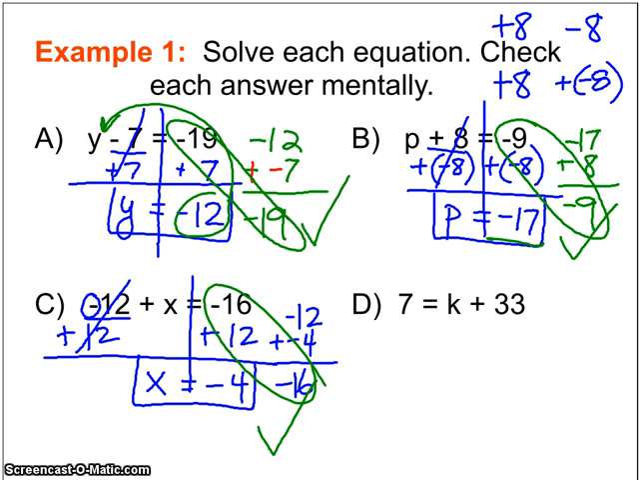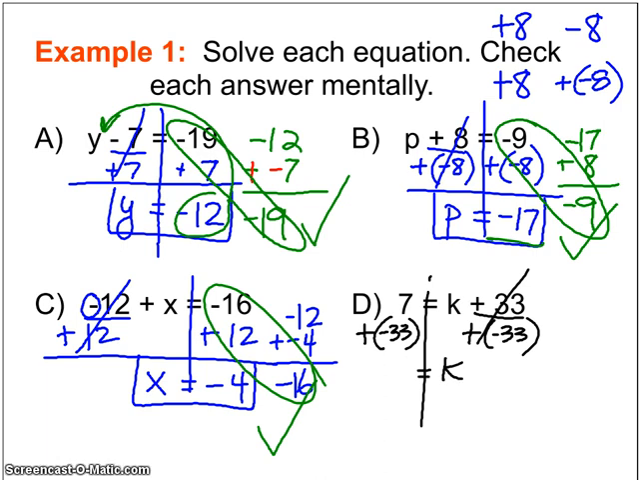Let's look at D. Line, this time my variable's on the right. On the right hand side I am adding 33, so again we're going to keep it as addition, but what is the opposite of 33? You're right. Hopefully you just said negative 33. So I'm going to add a negative 33 to both sides. Okay, my opposites cancel out and I bring down my variable, and again it's all set up here as an addition problem.